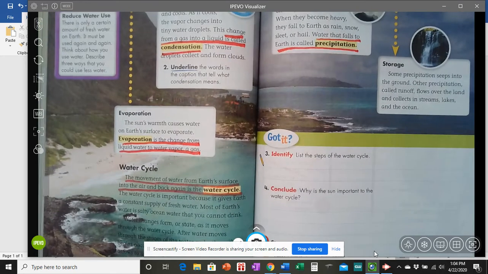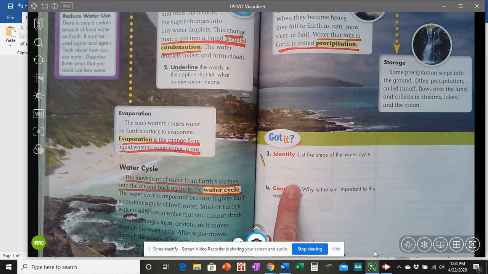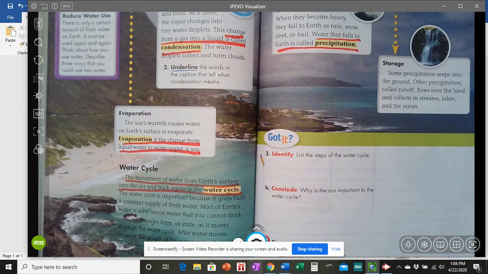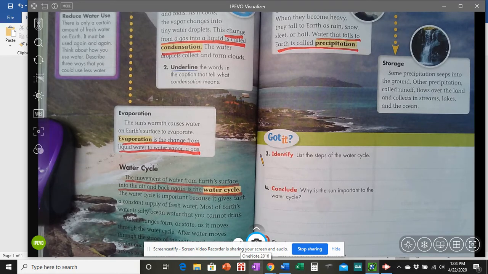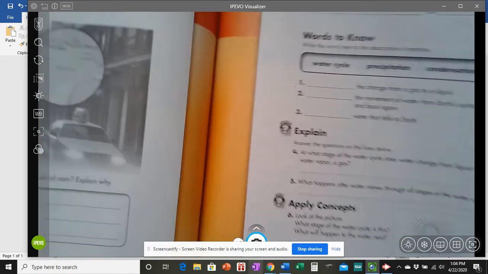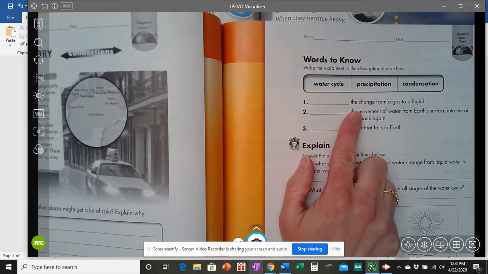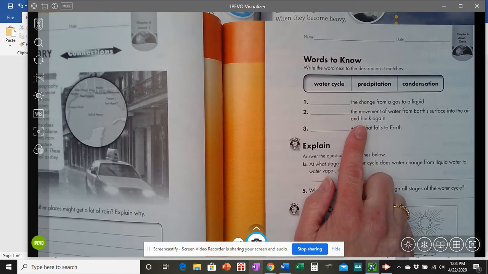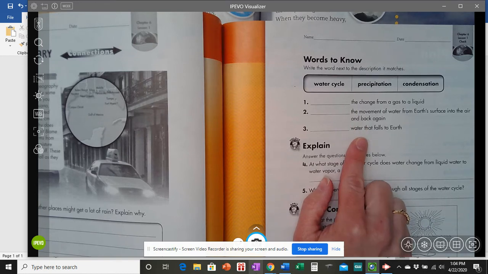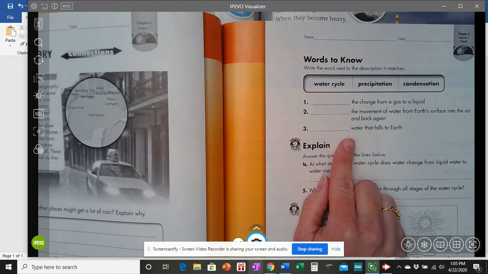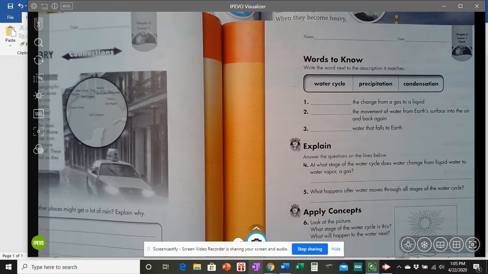Okay, I would like you to identify the steps of the water cycle. And I would like you to do the definition: the change from a gas to a liquid, the movement of water from Earth's surface into the air and back again, water that falls back to the Earth. And you have water cycle, precipitation, and condensation to use.